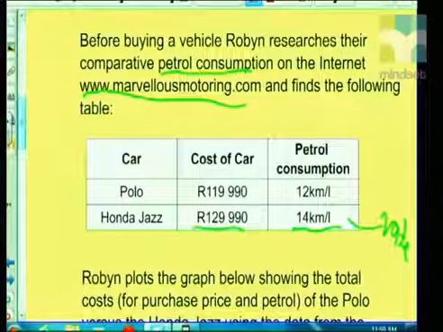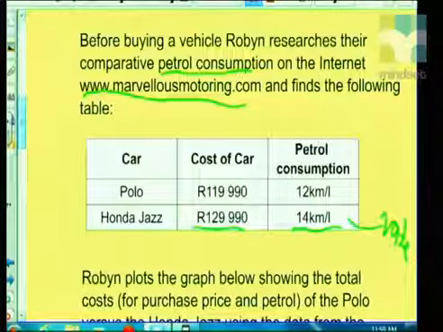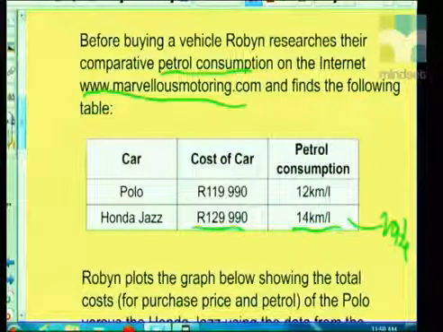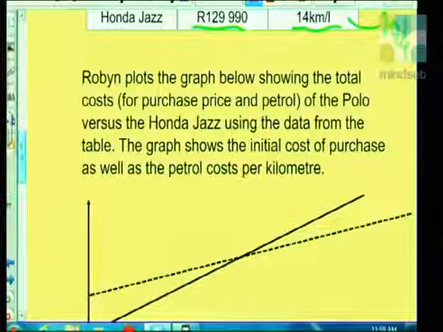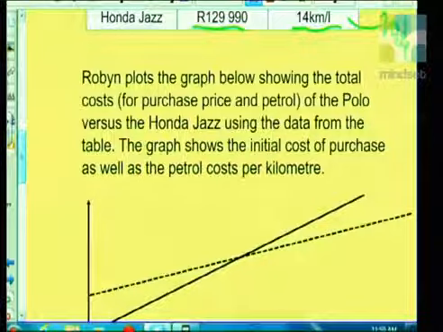This one goes 14 kilometers per litre. So 1 litre will take you further in the Jazz. 12 kilometers per litre, every 12 kilometers you're going to use 1 litre. So having borne that in mind, Robin then decides to plot some graphs showing the total costs.